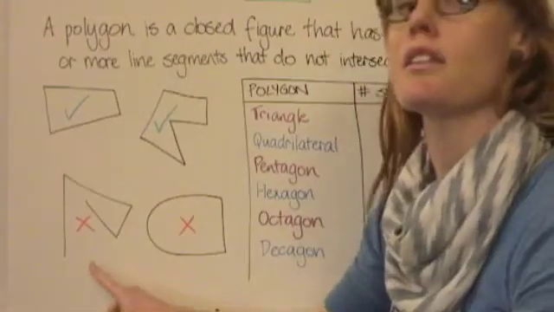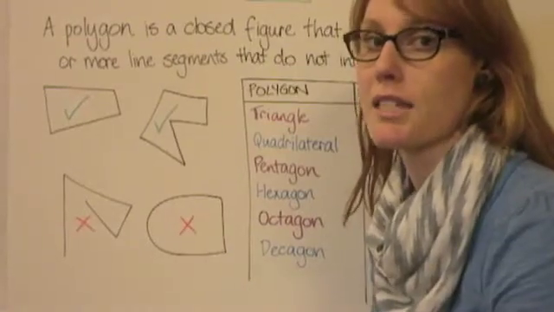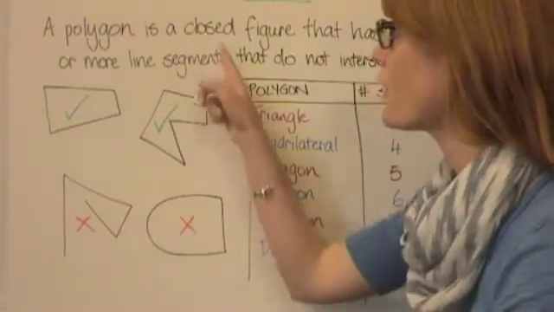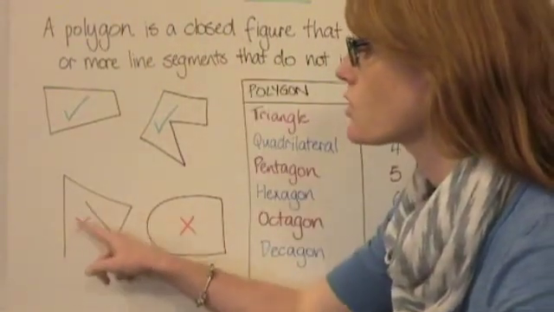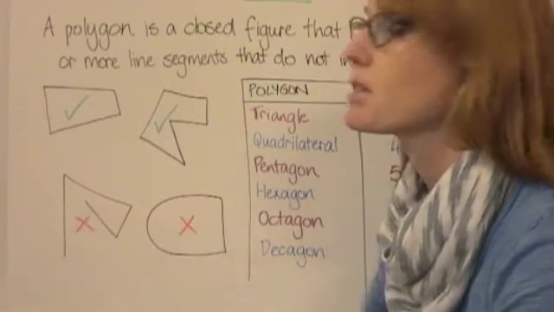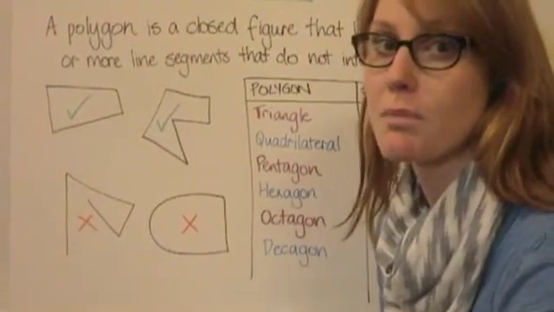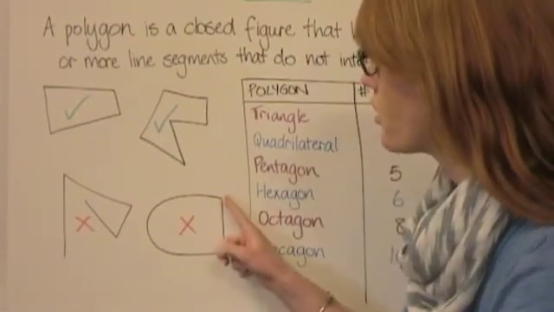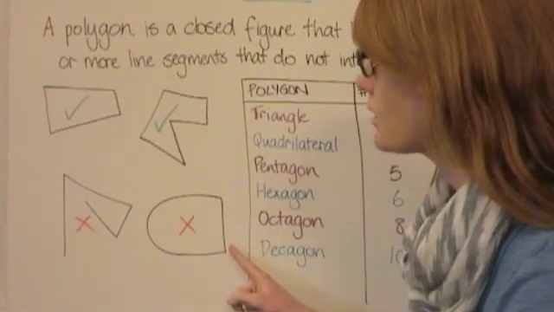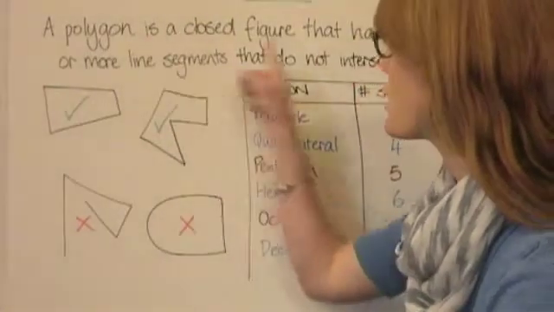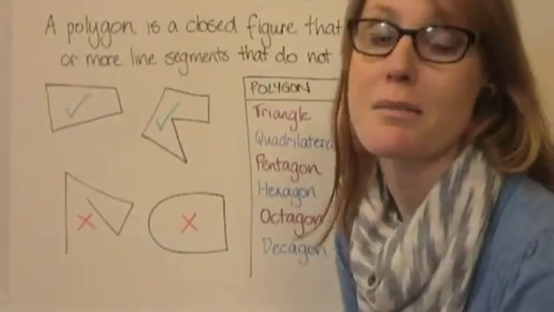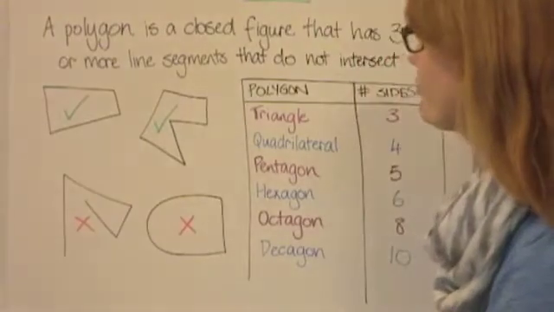Down here, this cannot be classified as a polygon because it is not a closed figure. The two endpoints of these line segments do not meet. This one can also not be classified as a polygon because it only has one line segment here and it needs to have 3 or more line segments to be classified as a polygon.